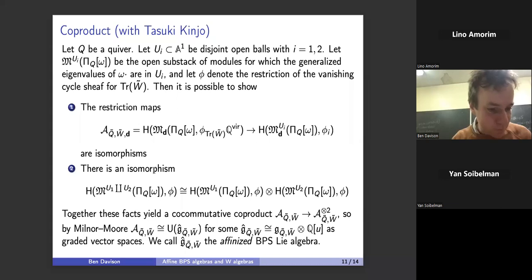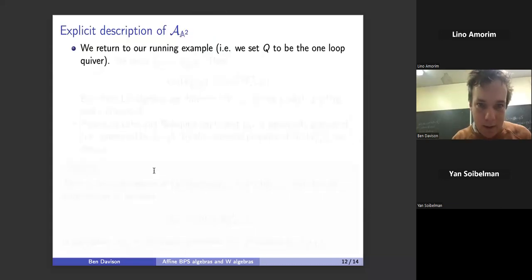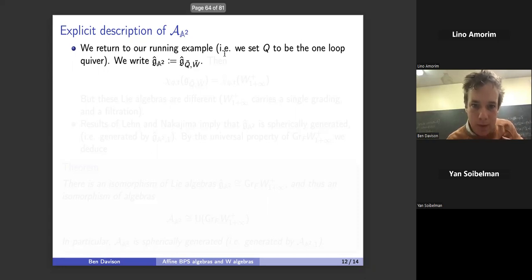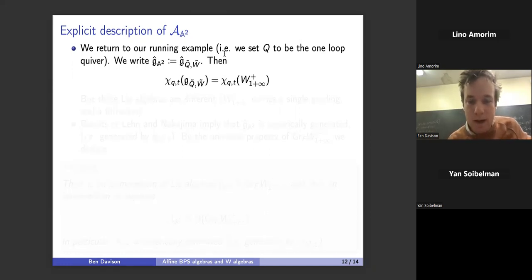Okay, so we now have enough to explicitly describe this algebra A2. Remember, this is the CoHA for the 3-loop quiver with its canonical cubic potential. Let me write GA2 hat to be the affinization of this affine BPS Lie algebra. Then, as observed, the characteristic function. Oh dear, that should be a hat. It has to be a hat.